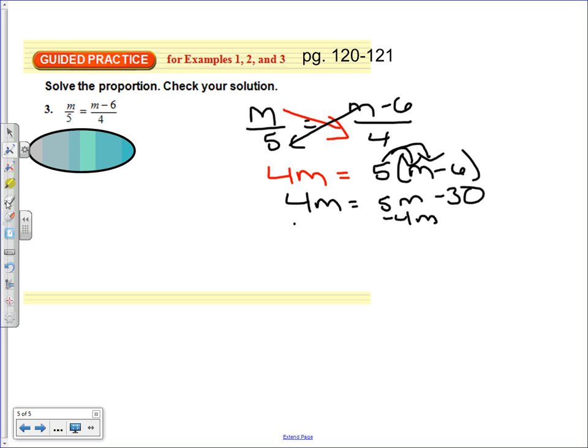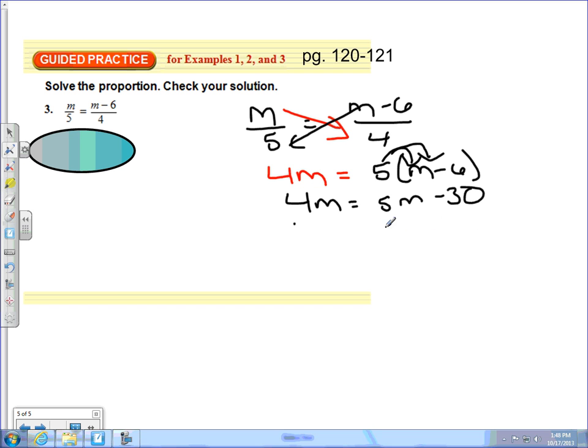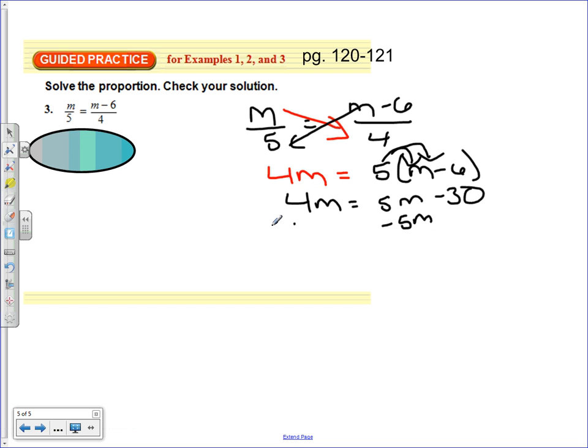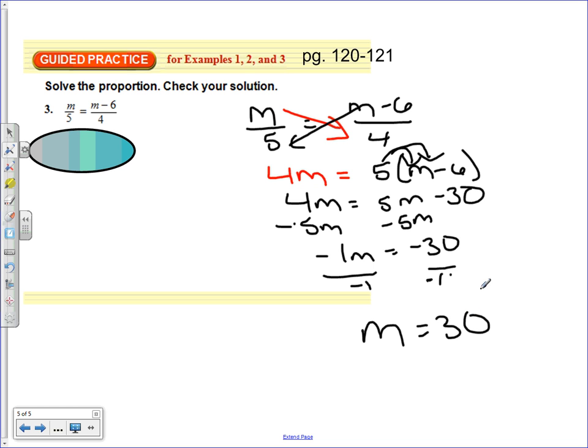I'm sorry, I was looking at one thing and writing another. Get this 5m to the other side. We end up with minus 1m equals negative 30. Divide both sides by negative 1. And we end up with m equaling 30.